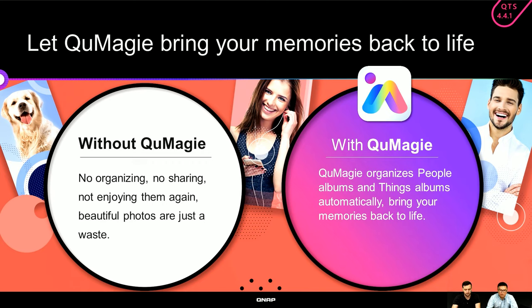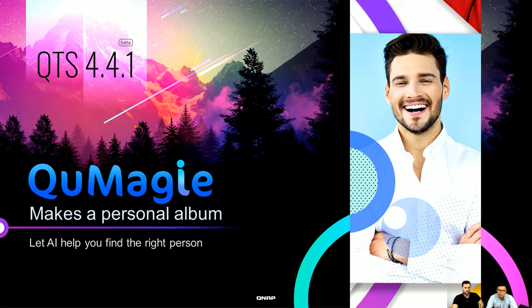Without QMAGI, you have to organize these photos yourself. You have to create your own album, organize them in Photo Station. But with QMAGI, our AI technology can organize these photos for you, including creating people albums for your family and friends, or creating themed albums for your photos with different things or subjects. So the first feature is using QMAGI to make a personal album.